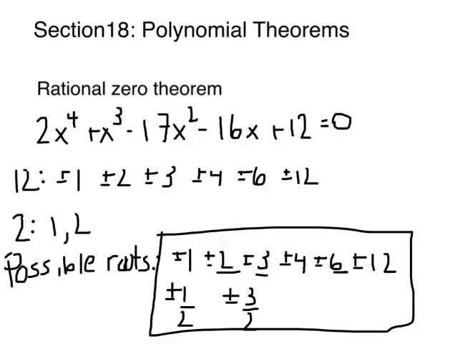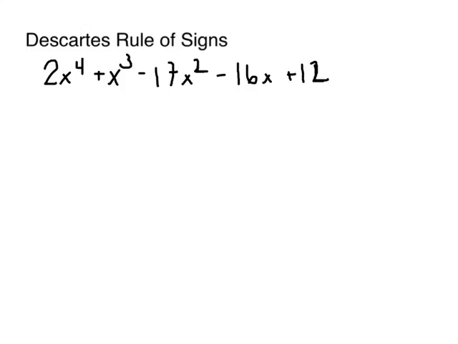What that means is you can test these ones into synthetic division in our polynomial, and then that's it. You don't have to test any number outside of these numbers. If none of those works, then that means you have no rational zeros of your polynomial. The next theorem we're going to take a look at is Descartes' rule of signs. So let's bring that up.